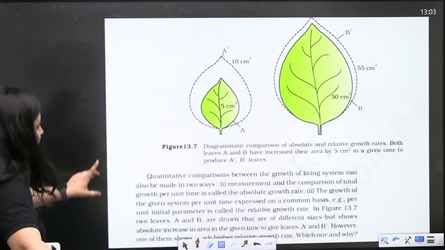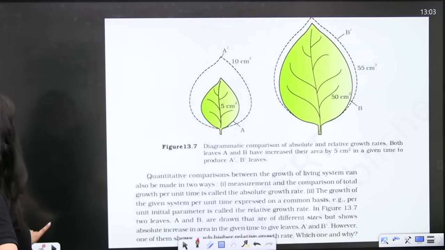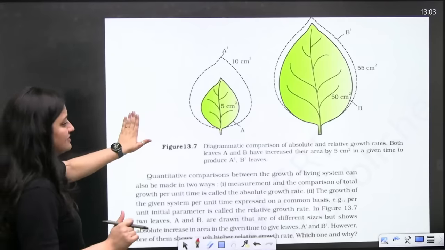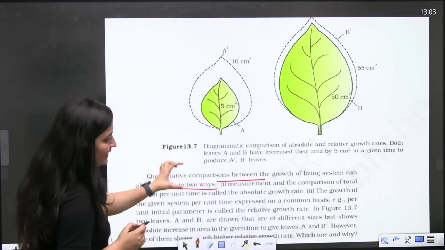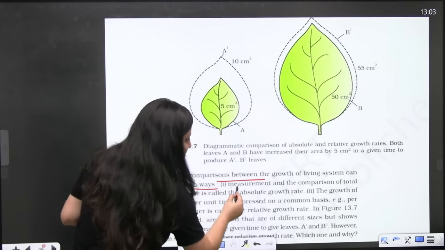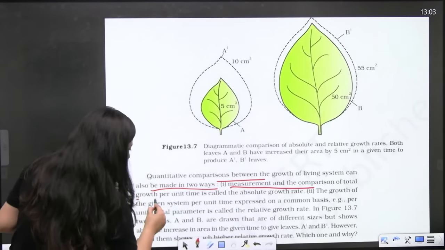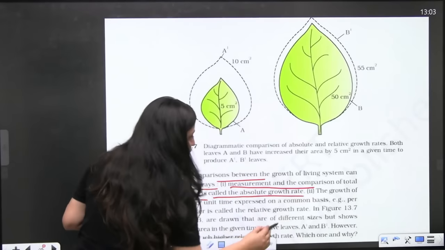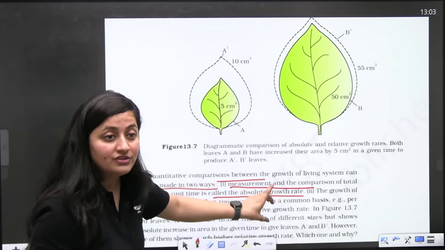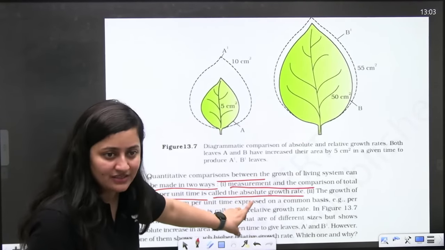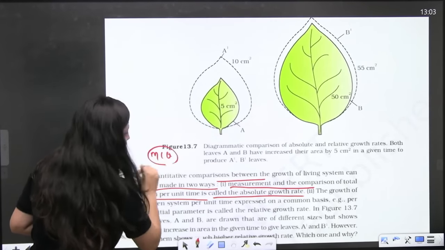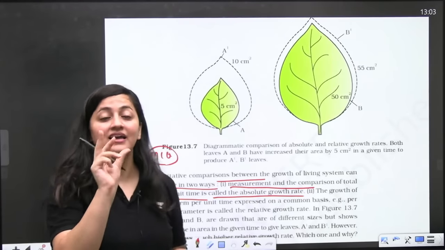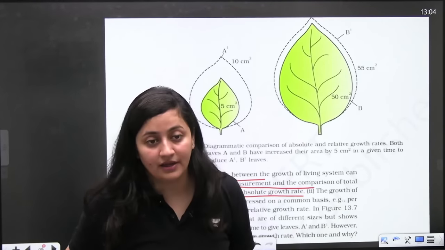Done. So this is the one question will come from this. Growth rate wala part. So here, bache, it is just the comparison between the growth of living system that can be made in two ways. So here you can see the first is the measurement and comparison of total growth per unit time. It is the absolute growth rate. This question can come in your exam. This question is important, right? MCQ can come from this particular part. Whatever lines I'm marking as important, please read them again and again.